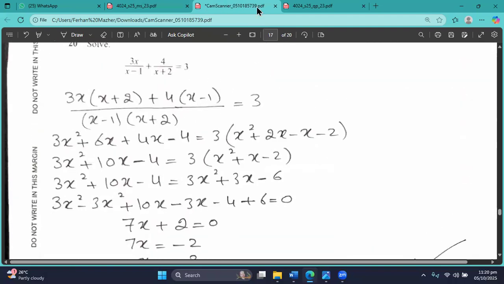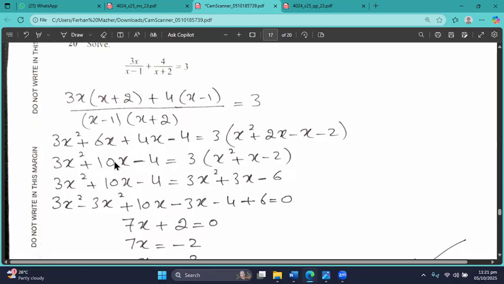Okay. So in the LCM, I will have x minus 1, x plus 2. When you divide the LCM with this denominator, you will be left with x plus 2. So that will multiply with this numerator: 3x bracket x plus 2 bracket close, plus. When you divide the LCM with this denominator, you are left with x minus 1. That will multiply with the 4, and equals 3. So this will become 3x squared plus 6x plus 4x minus 4 equals 3 into x squared plus 2x minus 2. So these two brackets have come here.